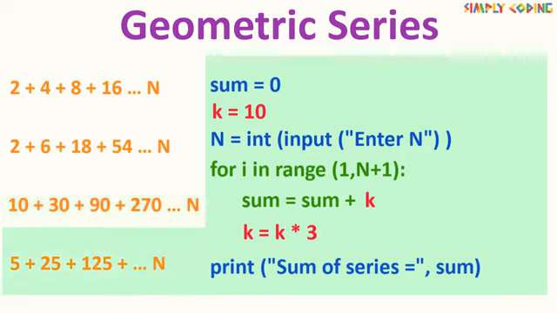Last one is also similar. We will first assign k to 5, which is the first term of the series. We will then do sum is equal to sum plus k, and k is equal to k multiplied by 5 to get the next term inside the loop. This is the program for this series.